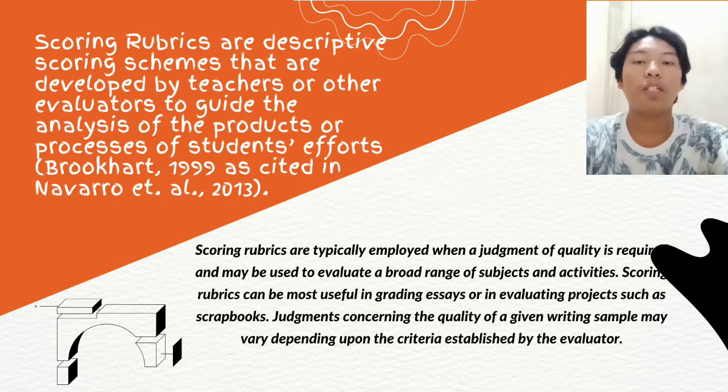Scoring rubrics are typically employed when a judgment of quality is required and may be used to evaluate a broad range of subjects and activities. Scoring rubrics can be most useful in grading essays or in evaluating projects such as scrapbooks. Judgments concerning the quality of a given writing sample may vary depending upon the criteria established by the evaluator.